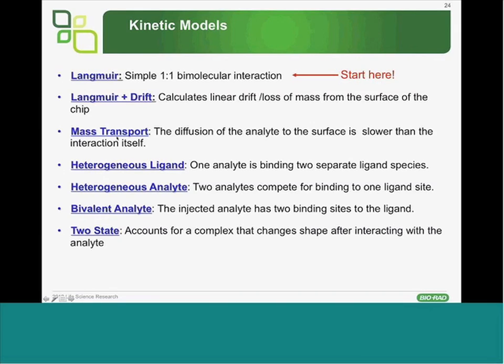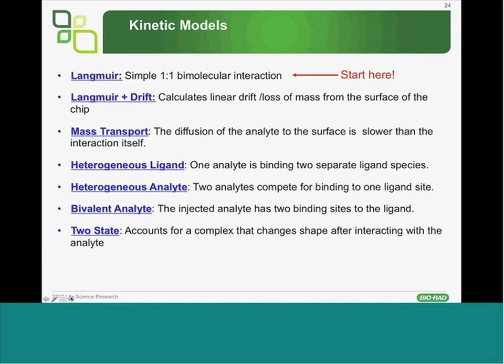Then one can use a mass transport model, as we talked about, and then we have more complex models like heterogeneous ligands or heterogeneous analytes. So one ligand binds to multiple analytes or the opposite. We have trivalent analytes and two-state. So these are fitting models that are part of the instrument. So part of the package that you have is using one of these models.